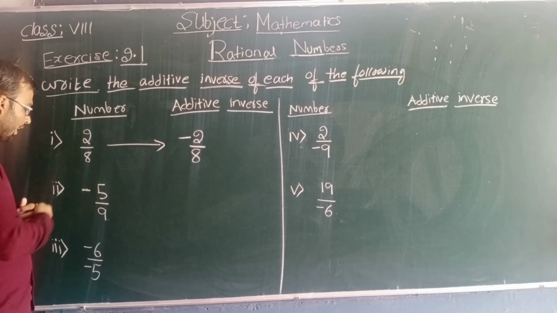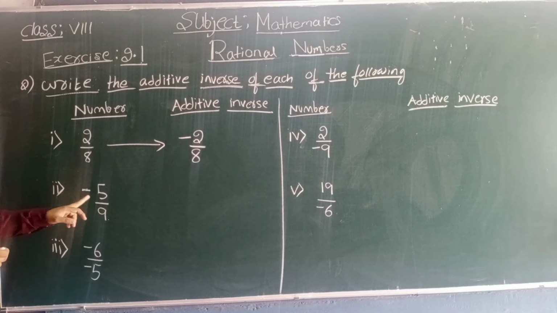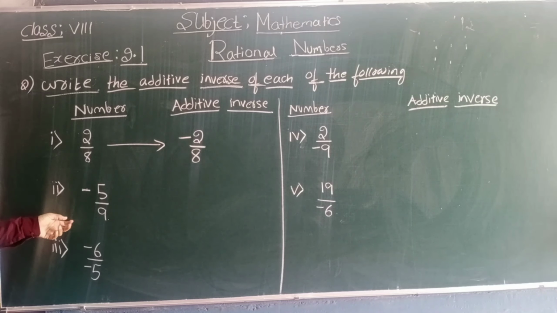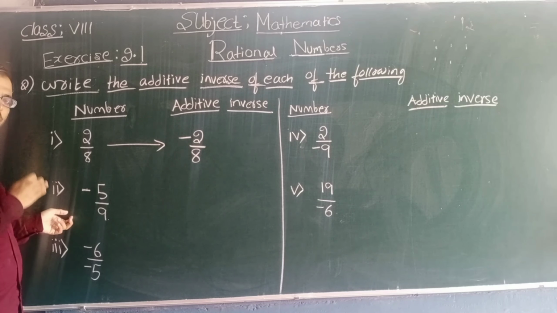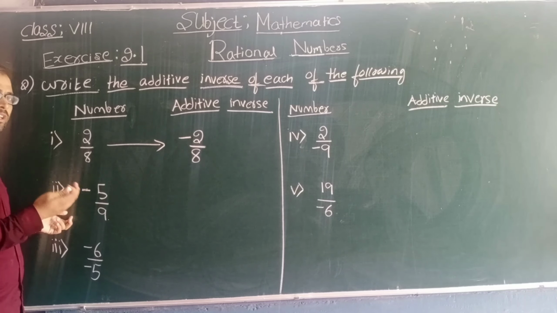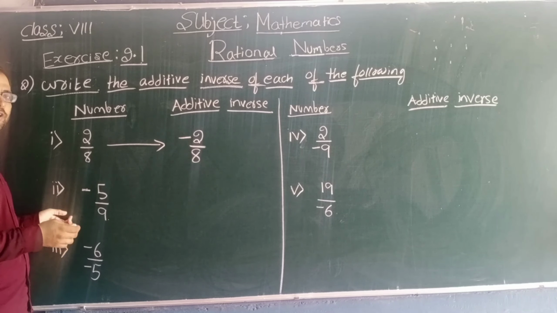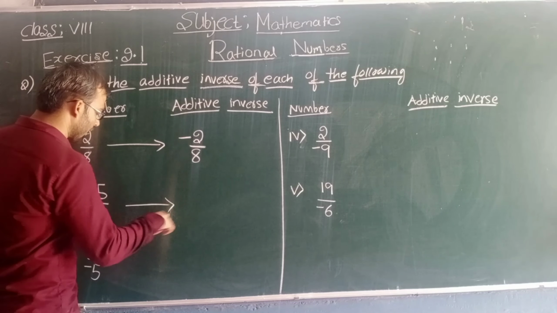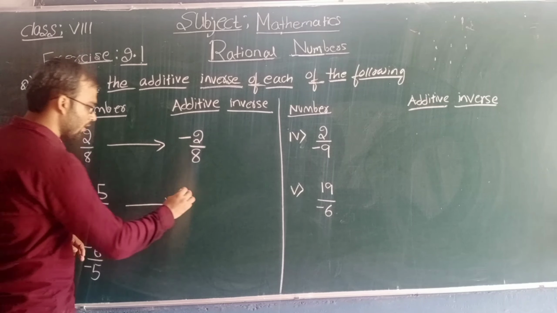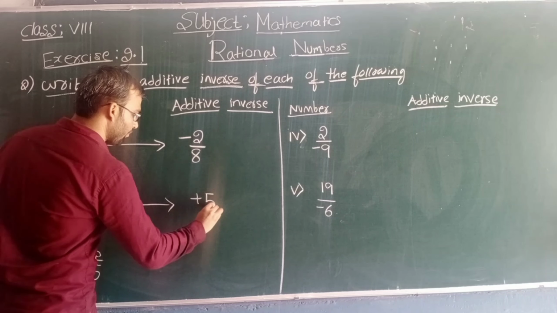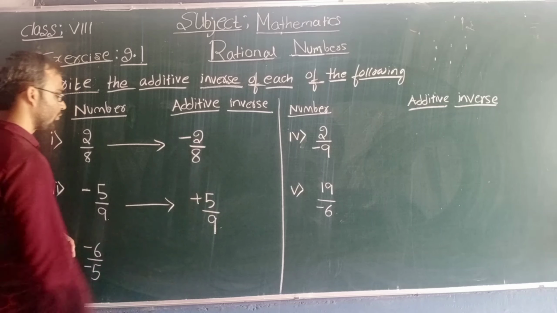Now, what is the second question? Minus 5 by 9. This is a negative number now. As I told you, when a negative number is given, what you need to write? You need to write a positive number as the additive inverse. So the additive inverse of minus 5 by 9 is what? Plus 5 by 9. Okay.